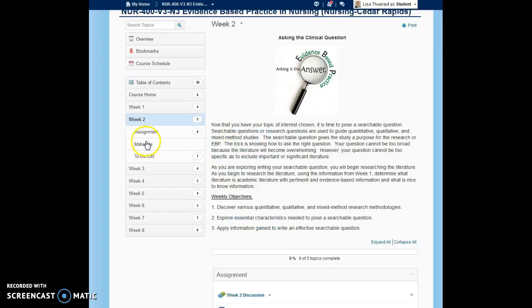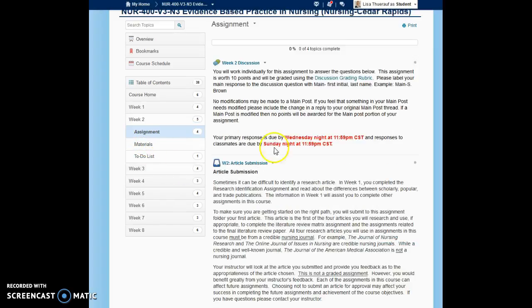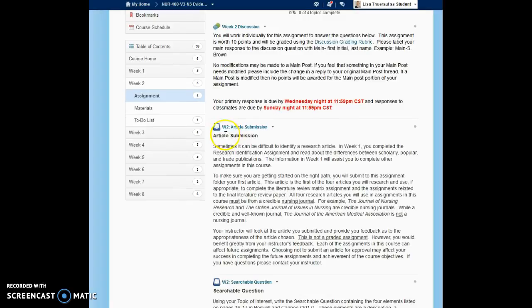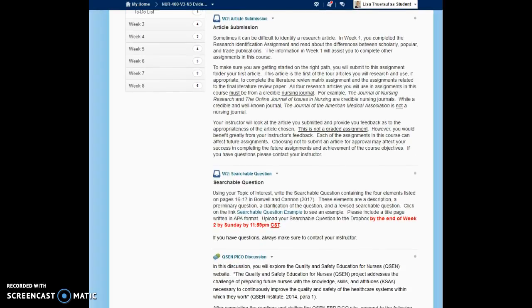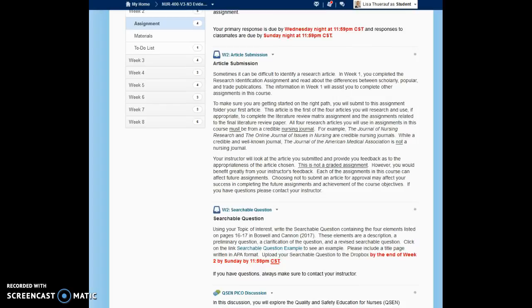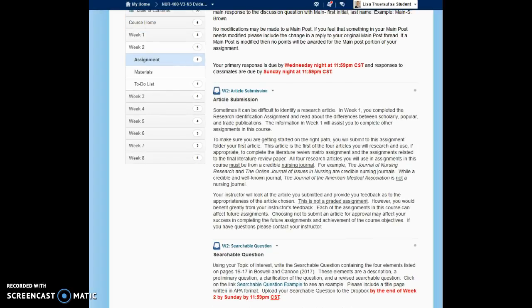In week 2, we're going to talk about asking the clinical question. So what we're going to do this week, there's a discussion, and I'll go into more detail about this in class. All of the discussions in this course are graded using the discussion grading rubric, which is no different than the discussion grading rubric that you had in other nursing courses prior to this course. So it should not be new to you. The instructions are not new to you either. One of the things that you will do is talk about the searchable question, so the clinical question. What question are you going to ask and answer?